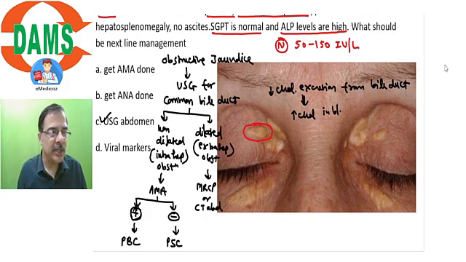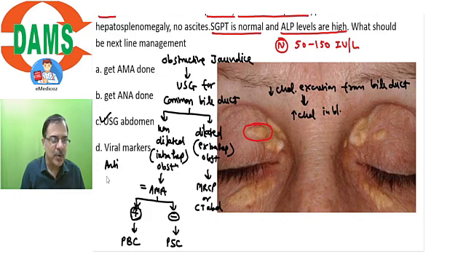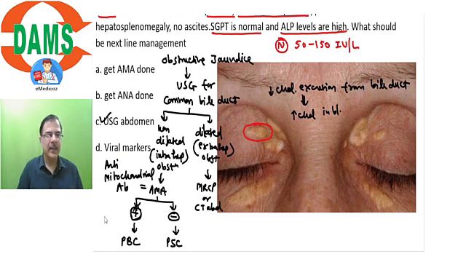Difference between obstructive jaundice and cholestasis: cholestasis means bile duct obstruction, and if bile duct obstruction is causing the jaundice, icterus in the eyes, then it is known as obstructive jaundice. What is AMA? AMA is anti-mitochondrial antibody.